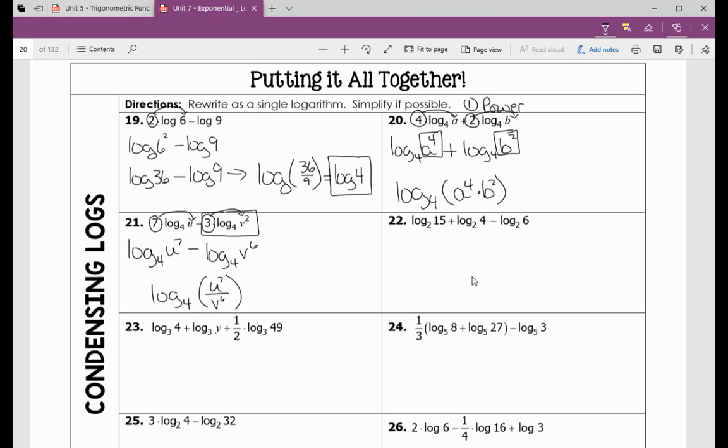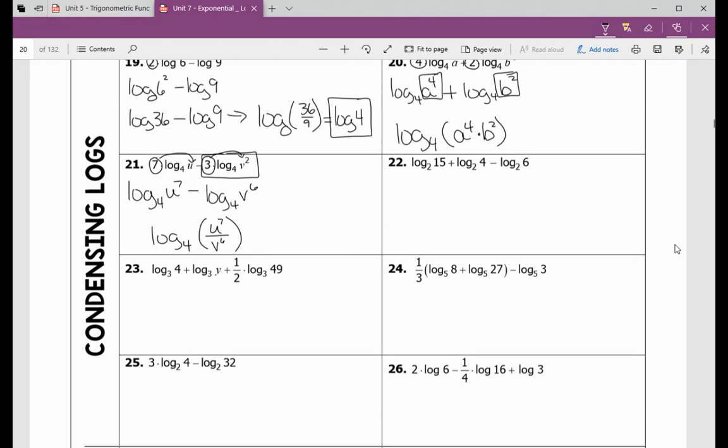Now, they start getting a little more challenging because this time in number 22, we have a log plus a log base 2 minus a log base 2. So what we're going to do, there are no parentheses, do y'all agree? Like there is in number 24. There are no multipliers, do y'all agree? So I don't have to worry about my power rule. I'm just going to go straight across.